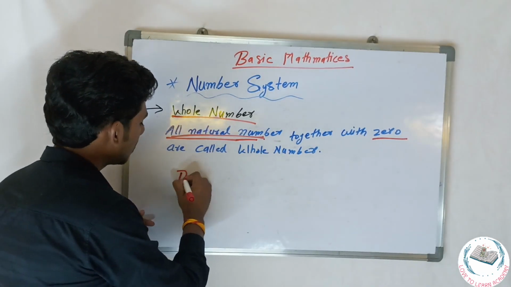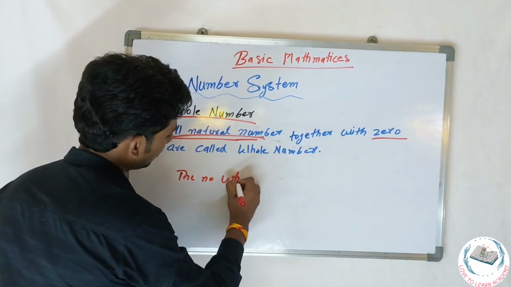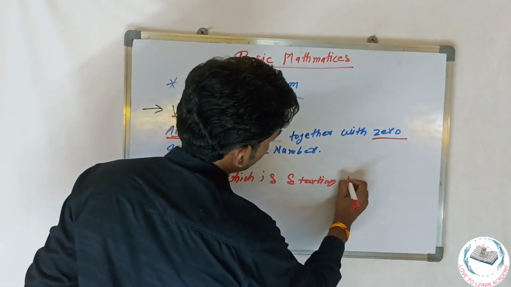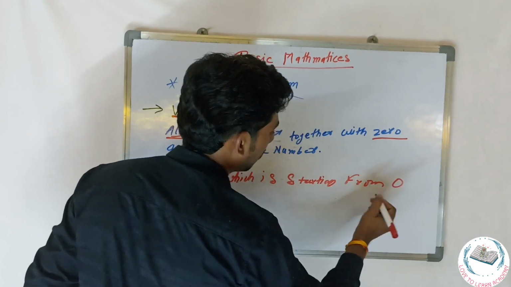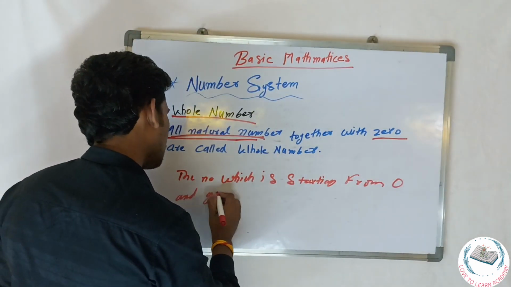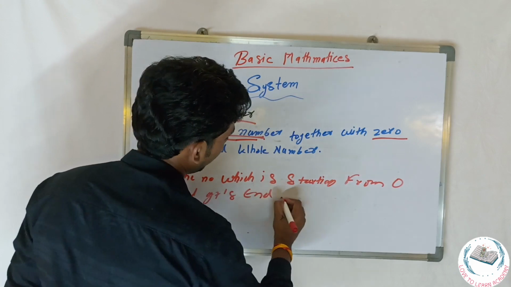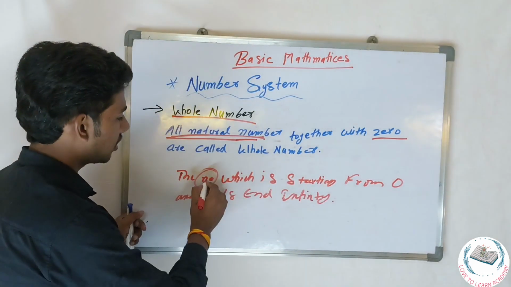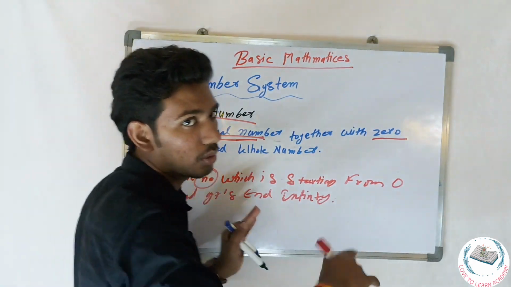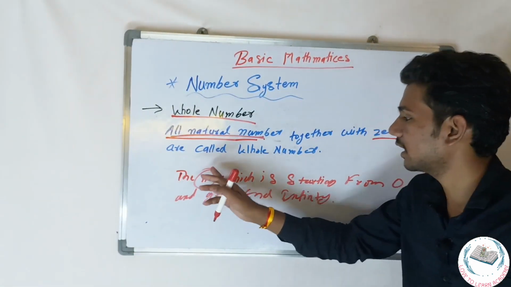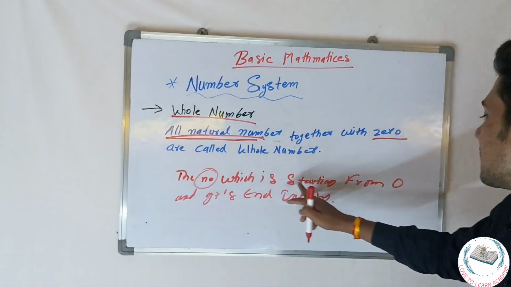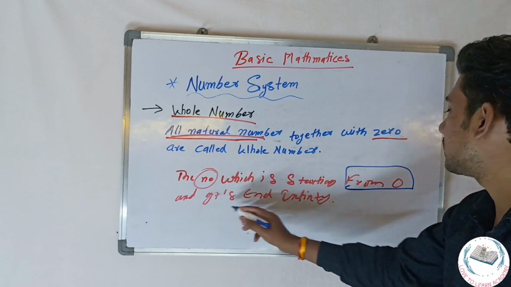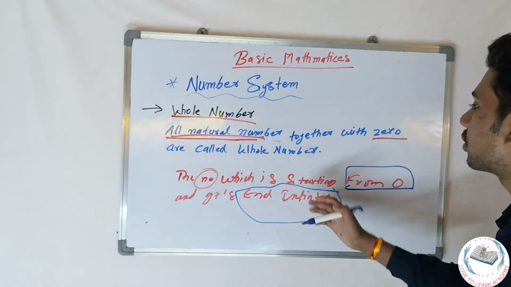So you can say it is the number which starts from 0 and ends at infinity. Here "no" means number; don't think it's "no", it's a number, I wrote it in short form. So the number which starts from 0 and goes to infinity is known as a whole number.